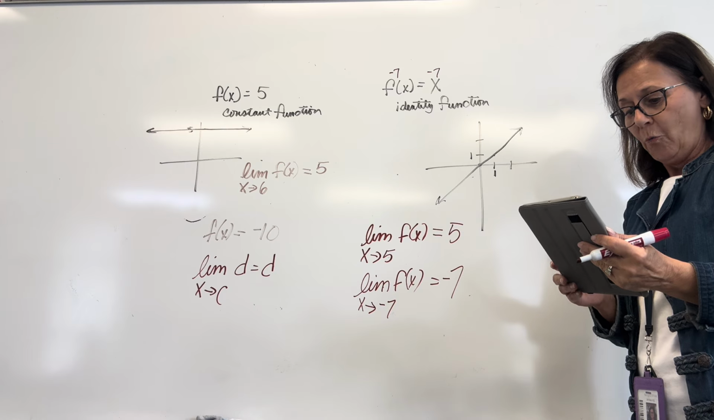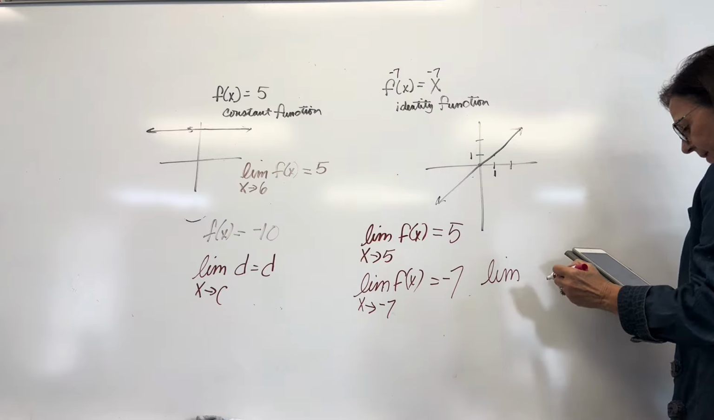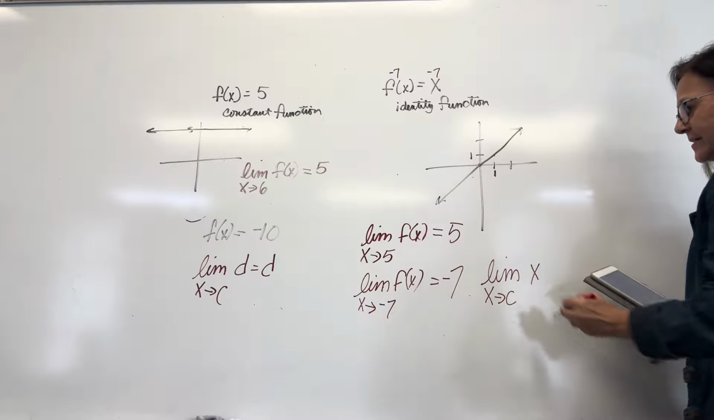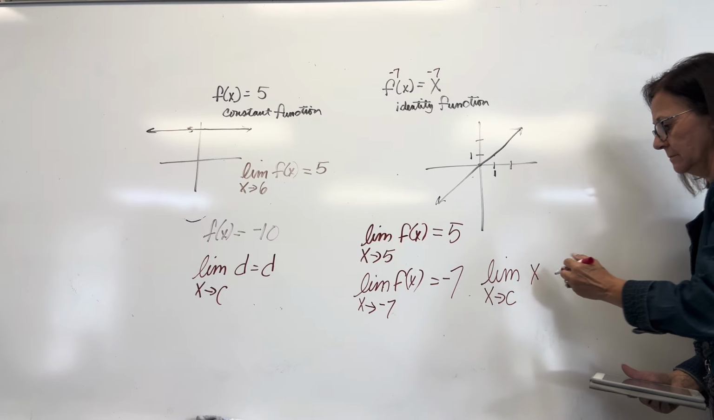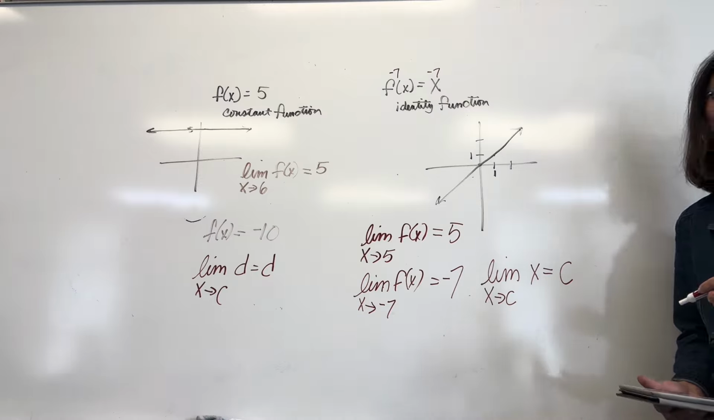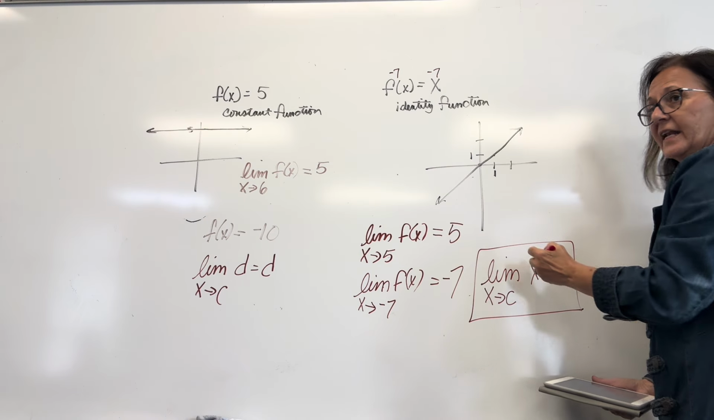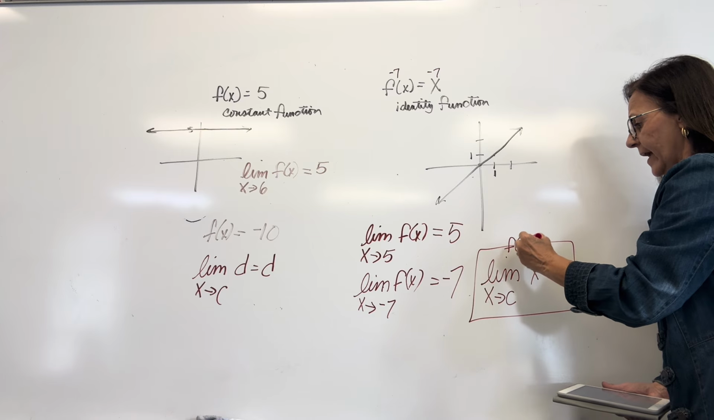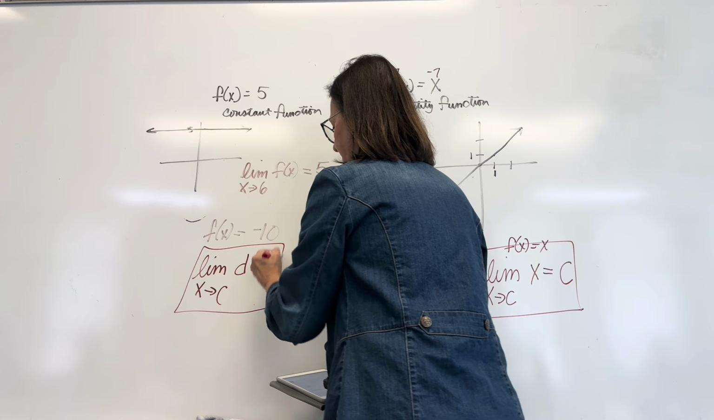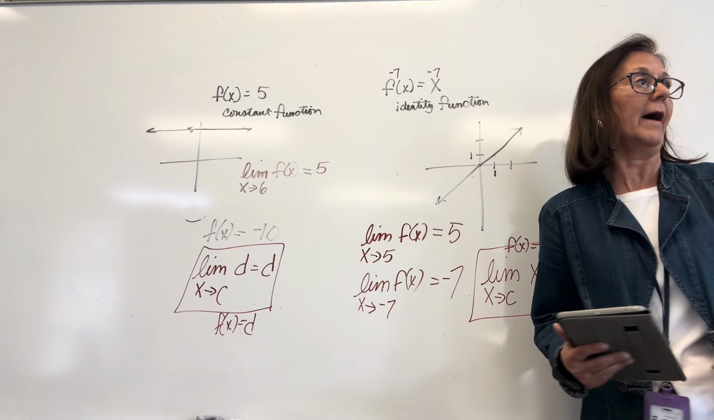So, when we have the limit as x approaches c of just x, it's always c. Yes. This is for the identity function, f of x equals x. This is for f of x equals d, a number.